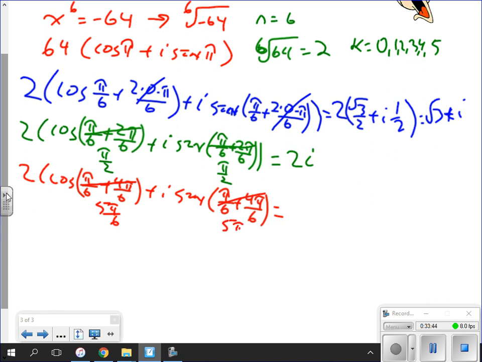The cosine of 5 pi over 6, I believe, is negative root 3 over 2. And this one would be 1/2. I distribute the 2 across. I end up with negative root 3 plus I.